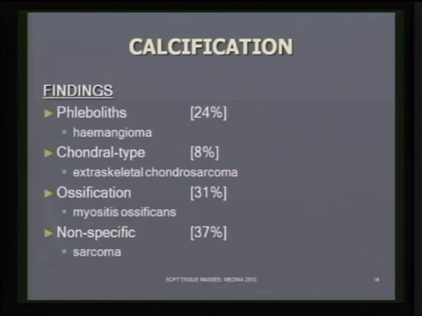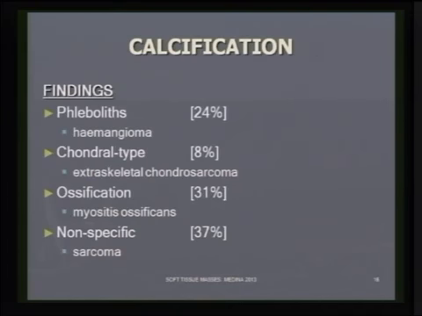Chondral type calcification, which is exactly the same radiographically as the calcification you see within bone in low-grade chondral tumours, can also be seen, and this indicates usually an extraskeletal chondrosarcoma or occasionally a simple chondroma.